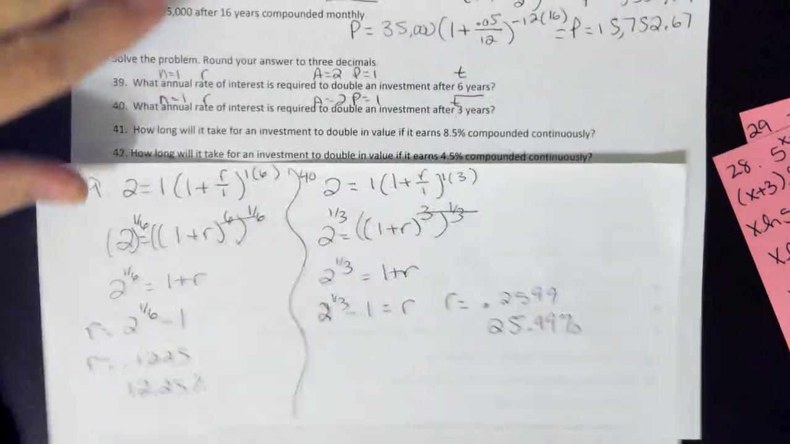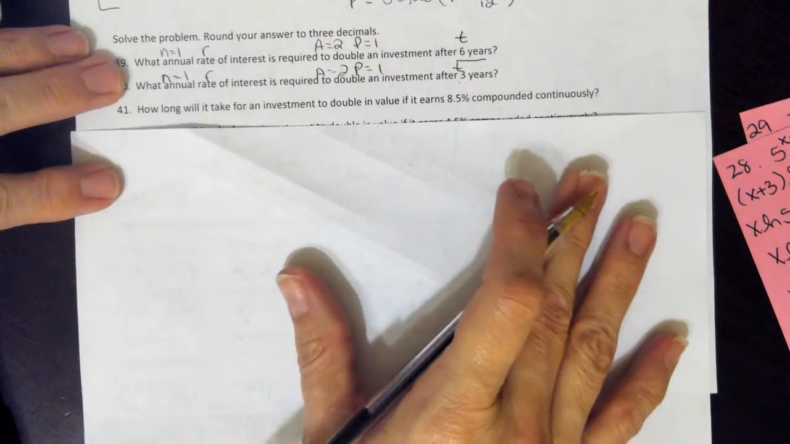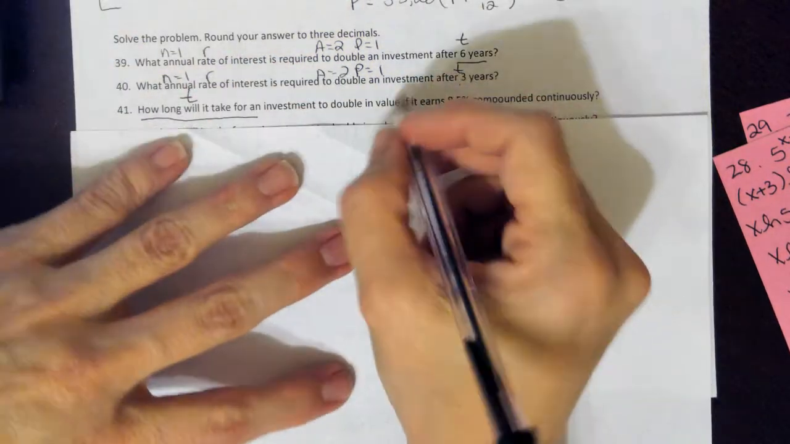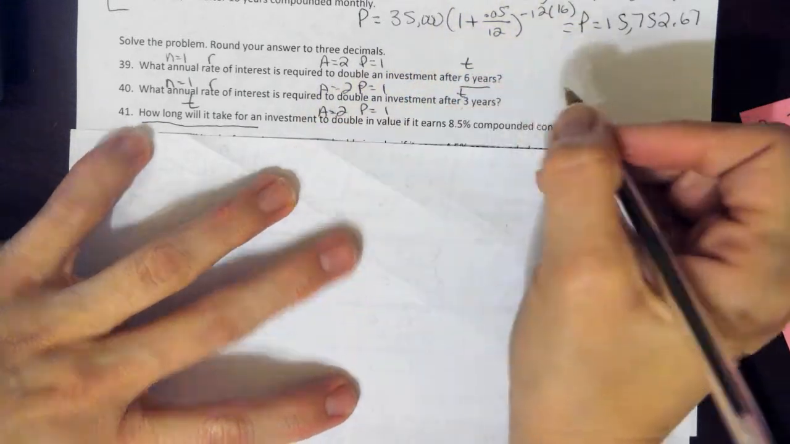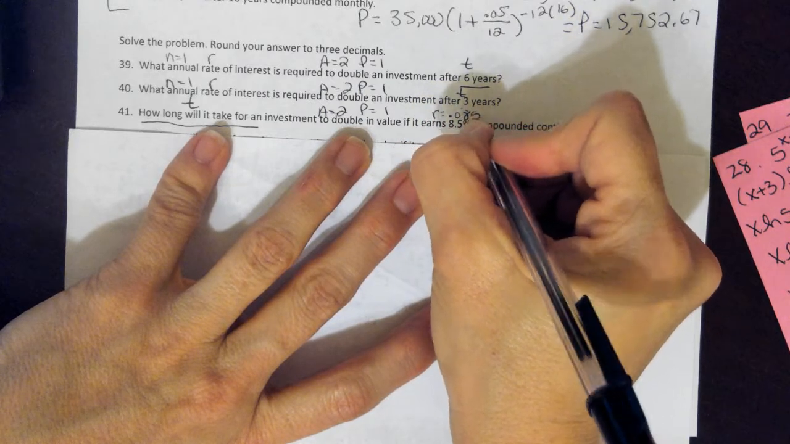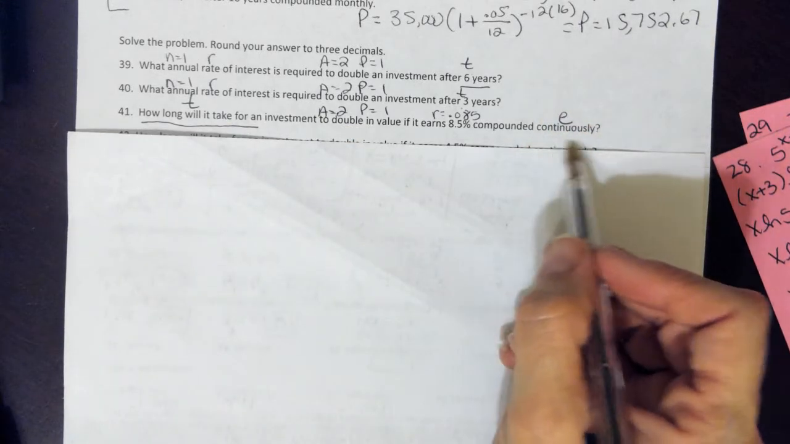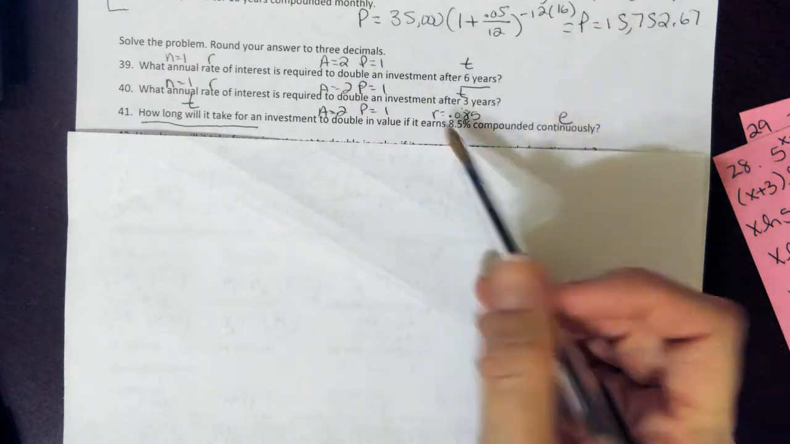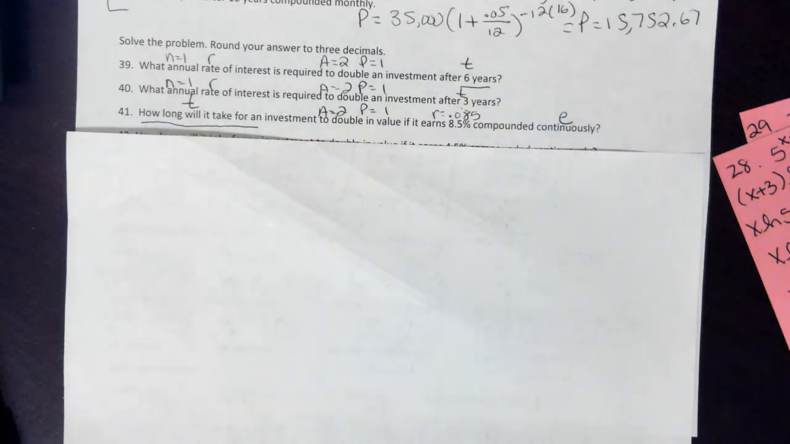41 and 42 are also problems that are similar. For both of these problems, they want to know how long it will take. So we're looking for T for an investment to double. So again, A is 2, P is 1. It earns 0.085, 8.5% compounded continuously. Because I see the word continuously, I know I'm going to use the equation that has the E. So I need an equation that has an A, a P, an R, and an E. And I'm looking for T.